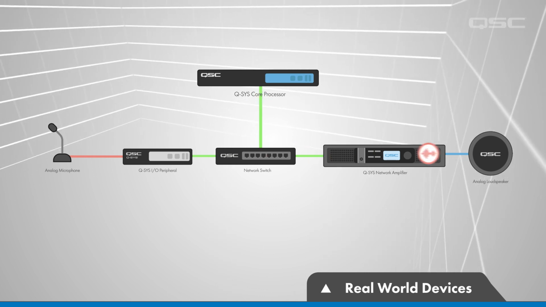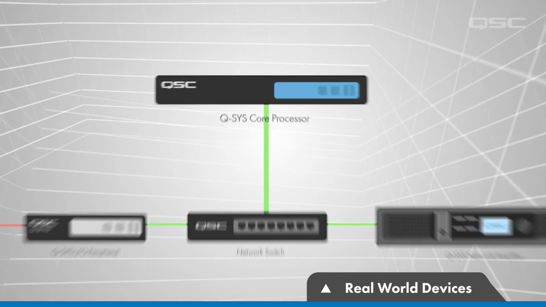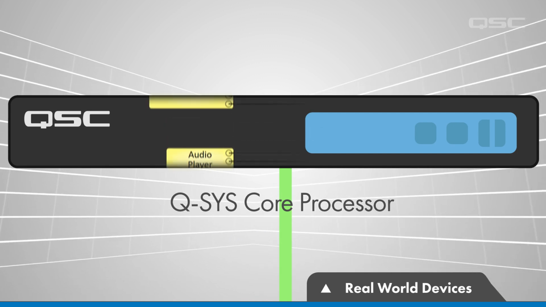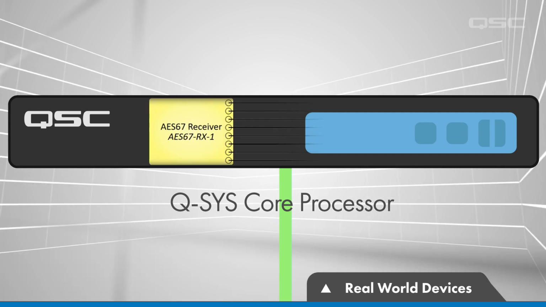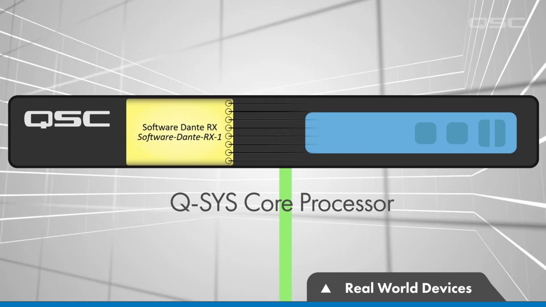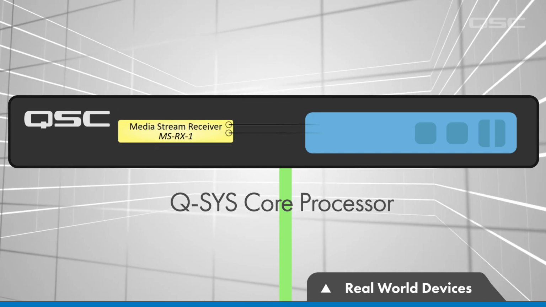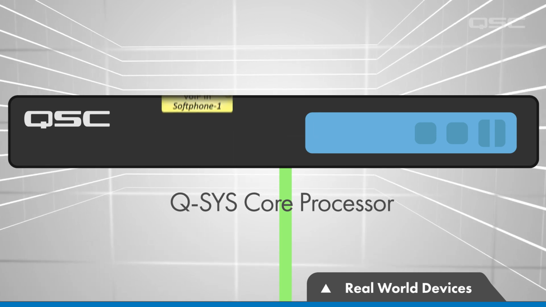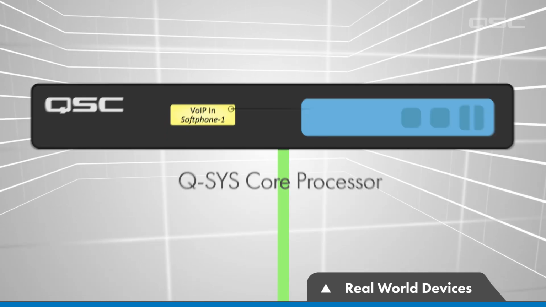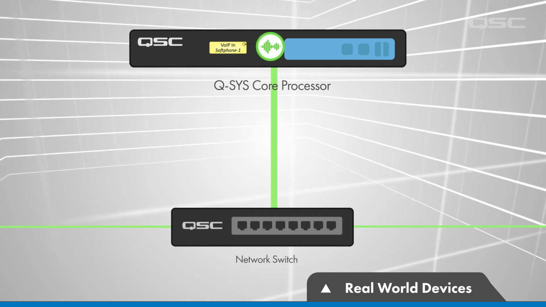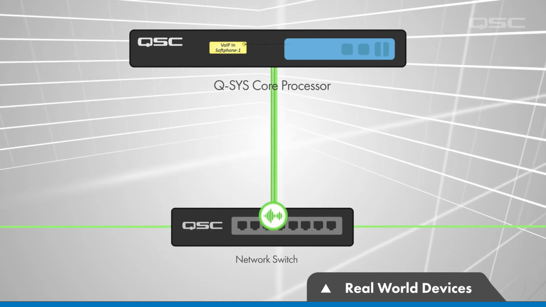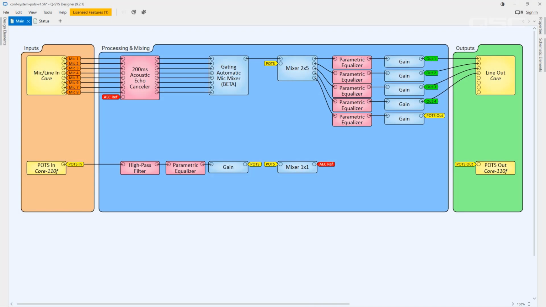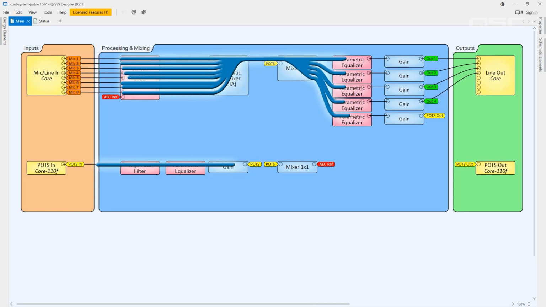Some types of audio might actually originate within the core itself. For instance, the core's onboard audio player, or any of various available network streaming receivers, such as Dante, can be used by the core to introduce audio to the system without a physical input. These audio types do not use up a network audio channel until they're delivered to a networked I/O endpoint or networked amplifier. You may have already noticed that the QSys Designer file is essentially a flowchart.